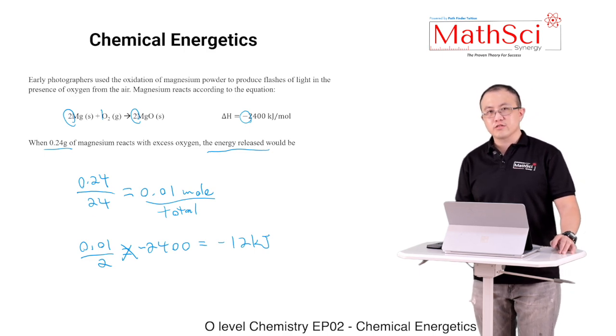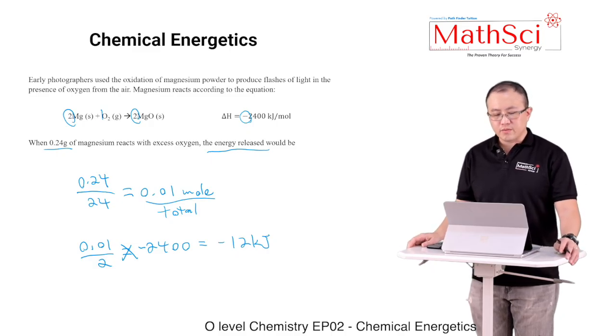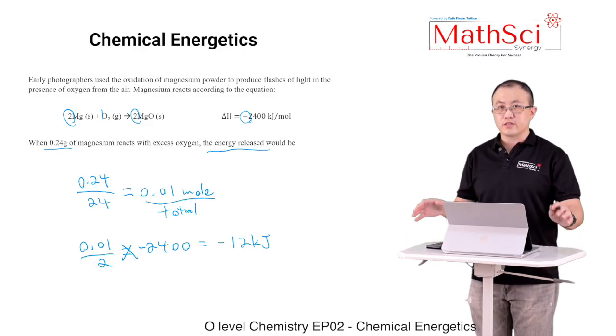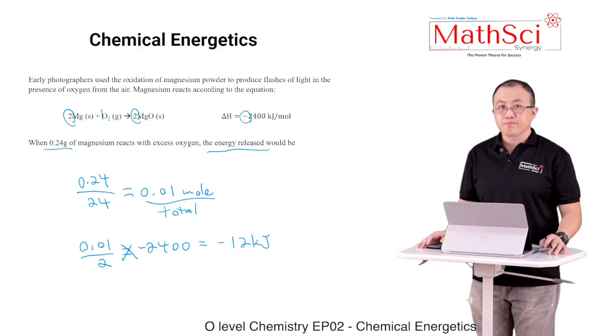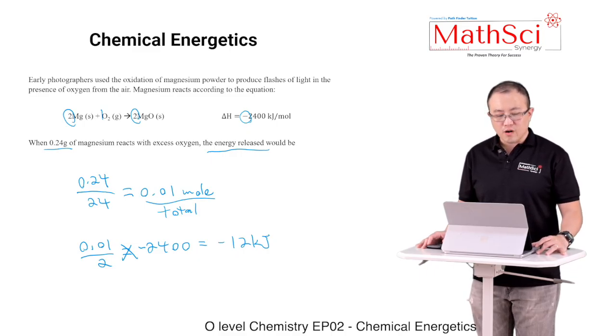Okay, so minus 12 kilojoules means that if you only got 0.24 gram, we are not supposed to get the full negative 2400 kilojoules because it's only 0.01 mole. Okay, it's not 1 mole. So for 1 mole, then you get 2400. This is much less. Okay, so that's all for this video on enthalpy change.